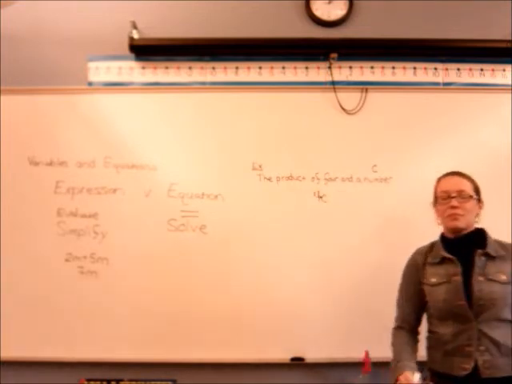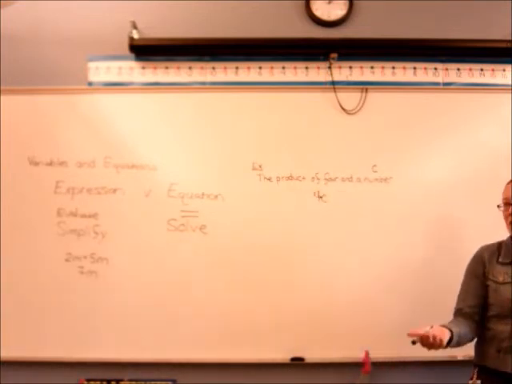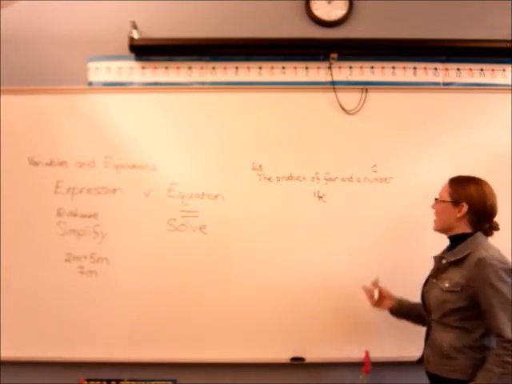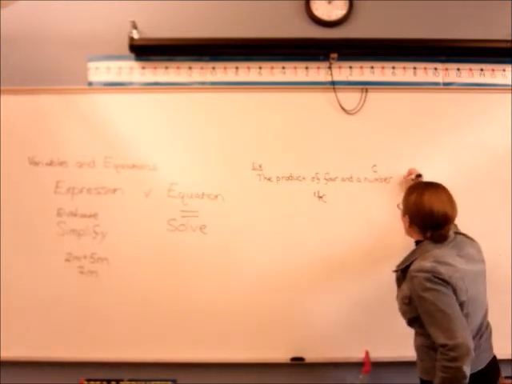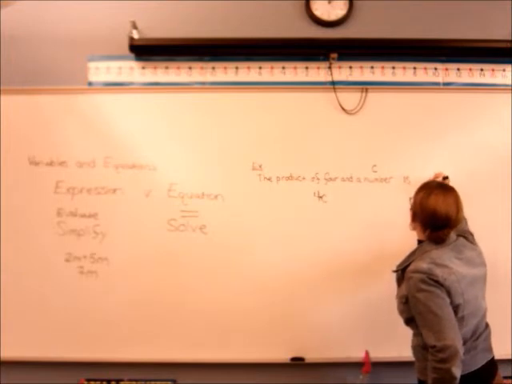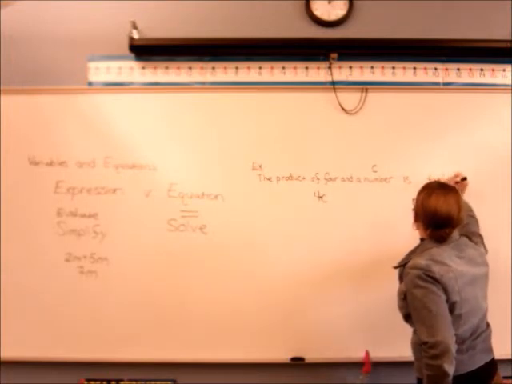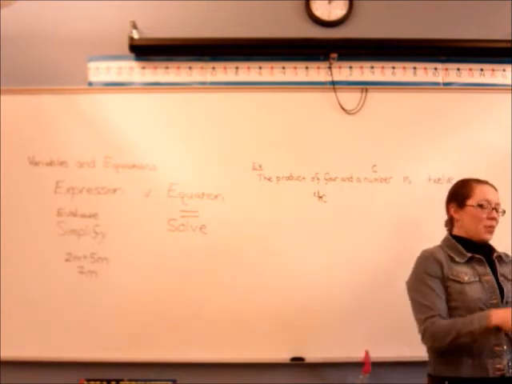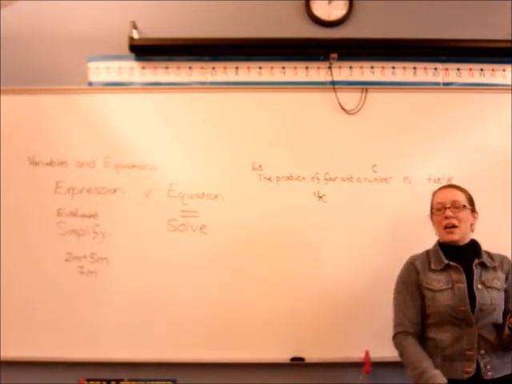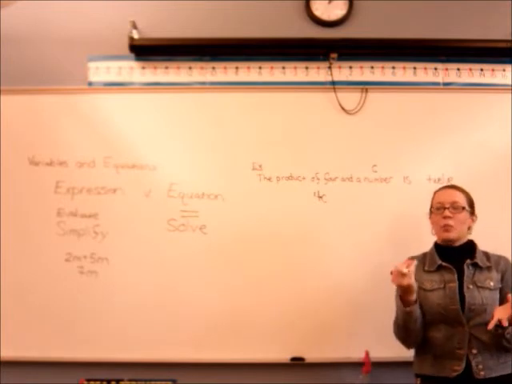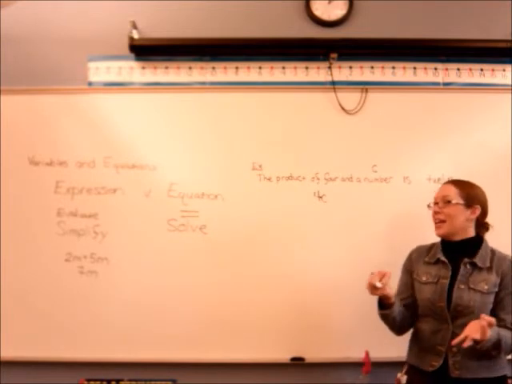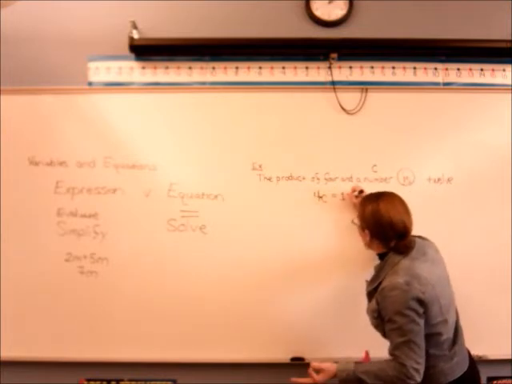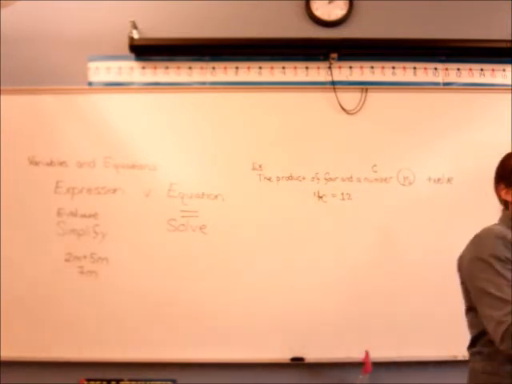Now, tonight, I'm only making one difference. And that is, the word is. I'm going to say the product of 4 and a number is 12. What do you think is? Equal. Whenever you see the word is, was, are, any of those key words, I need you to pick up on that one. Is means it is equal to. So 4c equals 12.